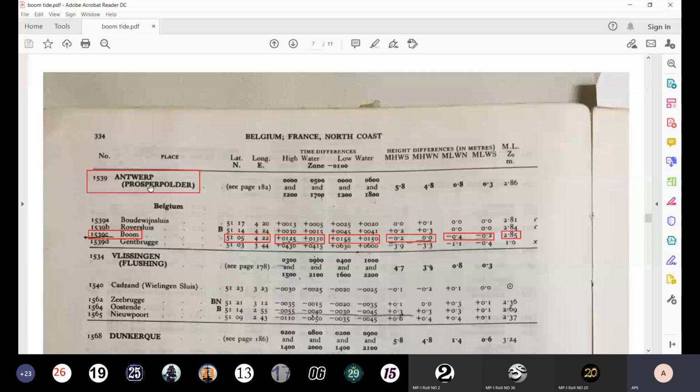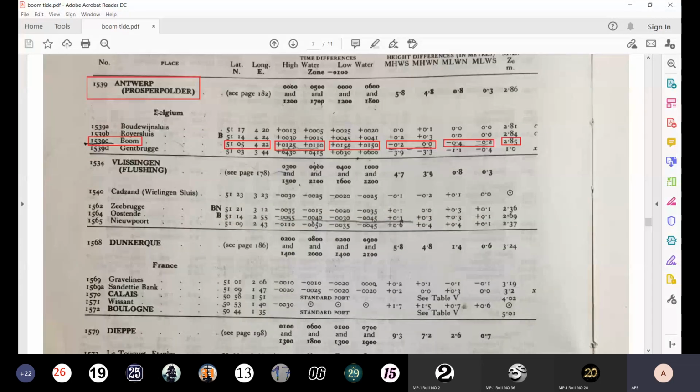Because when we get the data, we'll apply time correction, we'll apply height correction, and we'll get data for Boom. So till now, anybody has any doubt how to find out where that port is and then what to do? Okay, then let's go to Antwerp. Remember I told you Antwerp is a standard port. That means it will be given in part 1 of the volume.